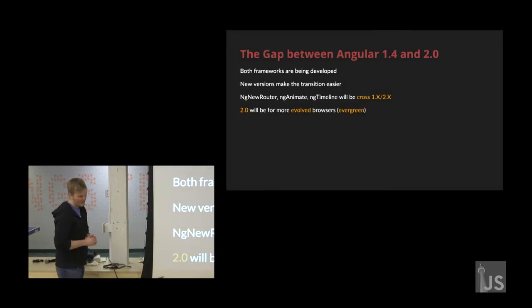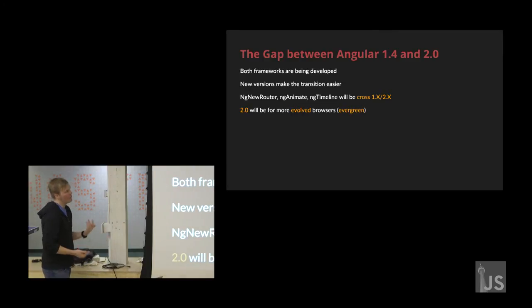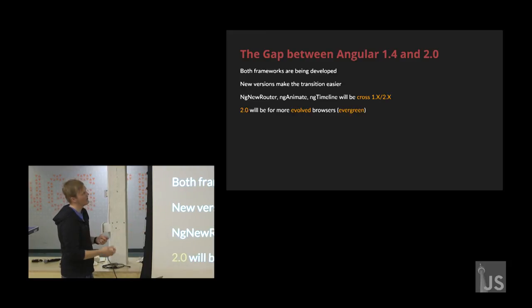And then, as future versions of Angular come out, 1.4 is coming out very soon, the gap between 1.4 and 2.0, because both of these frameworks are being developed at the same time, is going to get smaller. So as future versions of 1.x come out, they're going to be closer and closer to 2.0. It won't be the same thing eventually, but it will make the job easier for you, as the developer who invests in 1.x, to migrate to 2.0 eventually.